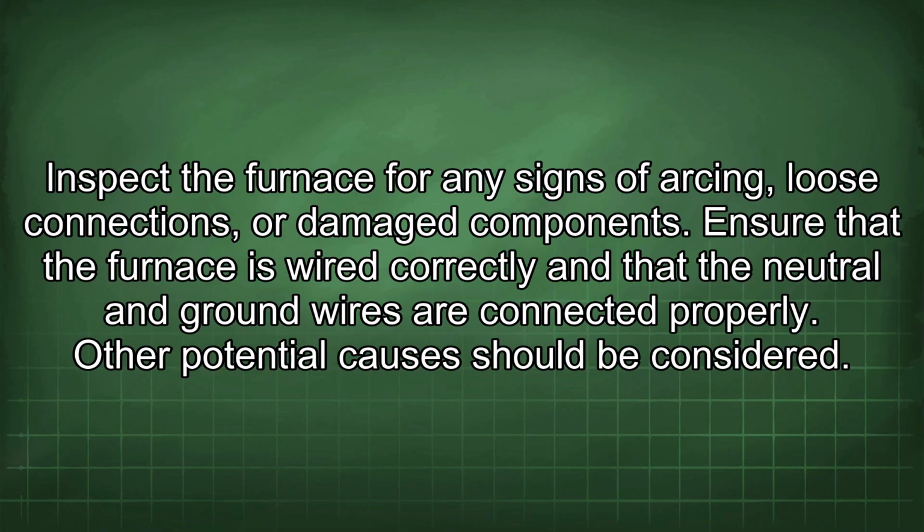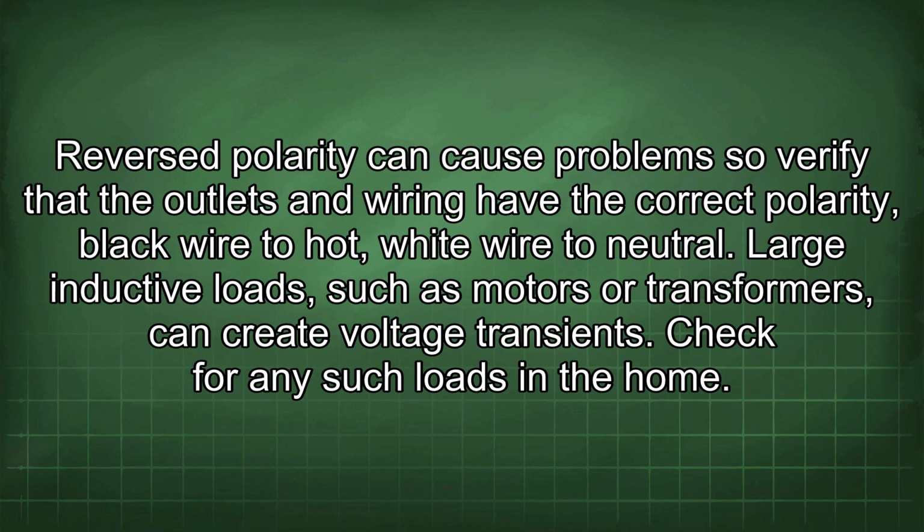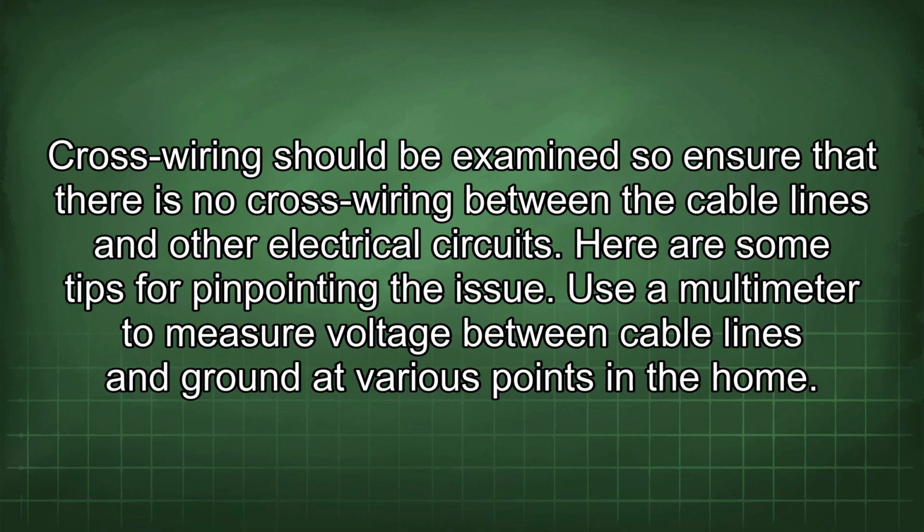Other potential causes should be considered. Reverse polarity can cause problems, so verify that the outlets and wiring have the correct polarity, black wire to hot, white wire to neutral. Large inductive loads such as motors or transformers can create voltage transients. Check for any such loads in the home. Cross-wiring should be examined, so ensure that there is no cross-wiring between the cable lines and other electrical circuits.